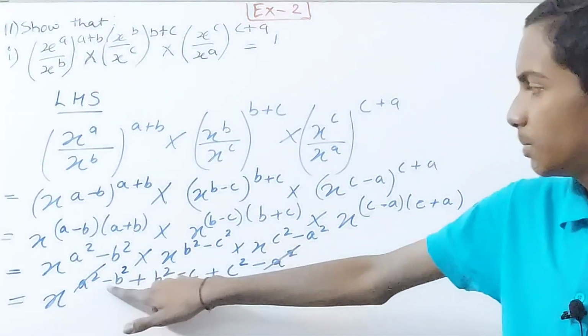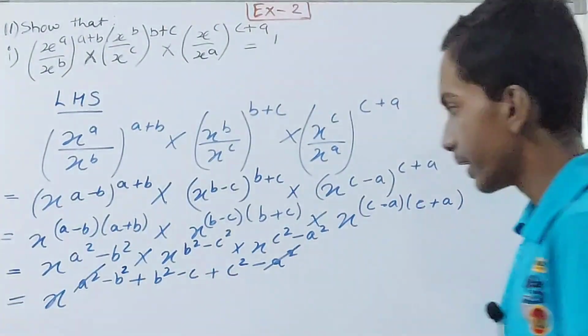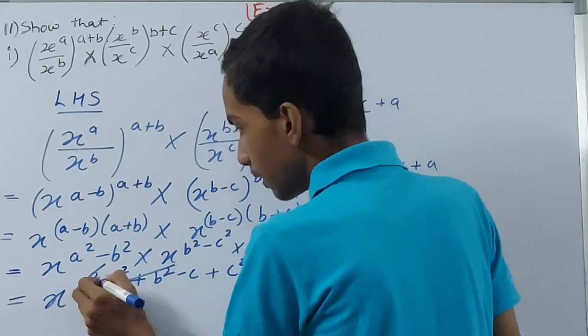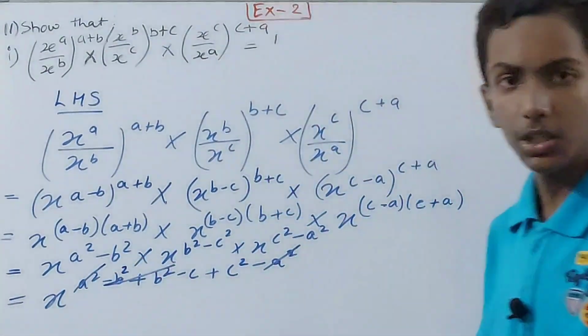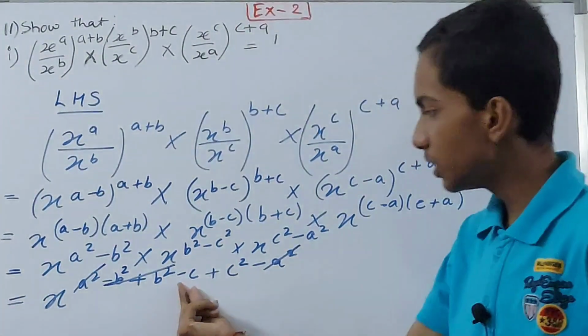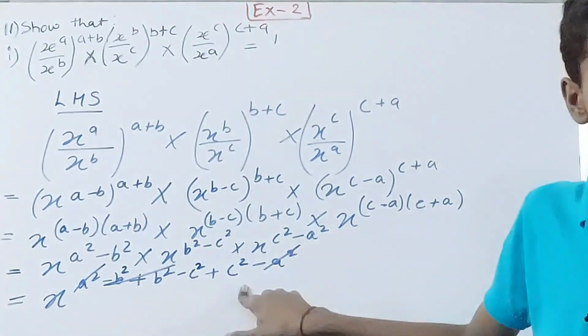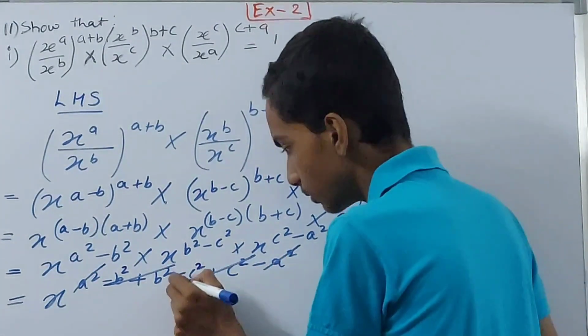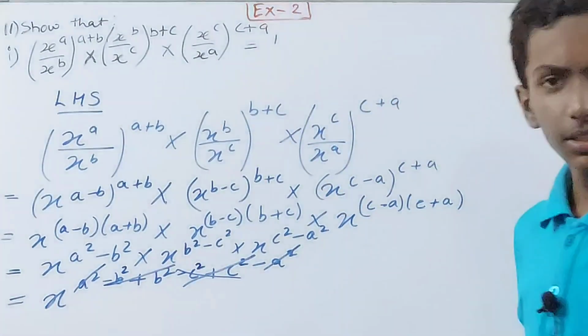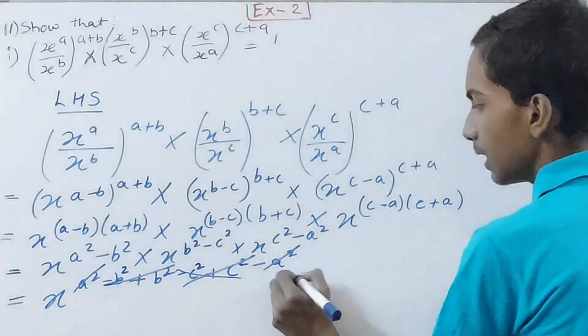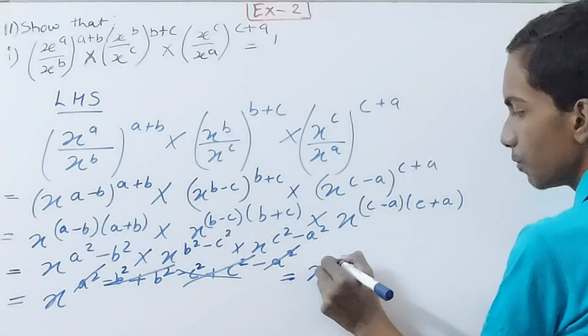Okay, so minus b square plus b square, we will cut it, right, because that will give us 0. Then minus c square, again this is square, minus c square plus c square, we will also cut that down, right. So we have cut everything. What are we left with? Nothing.